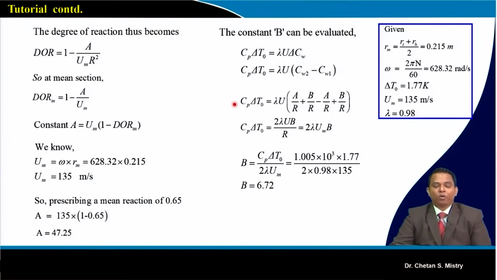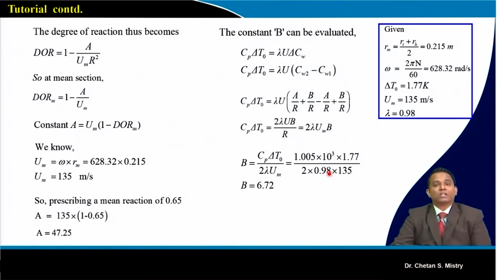Now from our fundamental understanding of energy balance, my aerodynamic work and thermodynamic work will both be the same. If we put it in this form, my B will come in terms of delta T0. So B is given by Cp into delta T0 divided by 2 lambda into Um. We already have calculated our delta T0, it is 1.77. Cp I can write as 1.005 into 10 to the power 3 divided by 2.